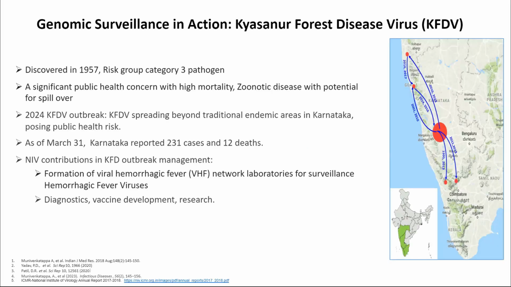I'm going to share one of our stories, which is linked with Dr. Varsha's narrative, of how we could repurpose the COVID sequencing kit for Kyasanur Forest disease in India to do genomic surveillance. Kyasanur Forest disease was discovered in 1956-57, and it is a risk group category 3 pathogen and poses a significant public health concern with high mortality. It is a zoonotic disease where non-human primates are the hosts and the vector is ticks, and humans are the end host: humans get a tick bite and get infected. And outbreaks have been reported.